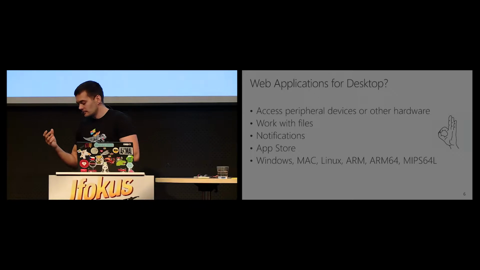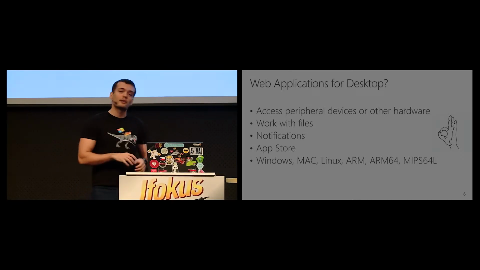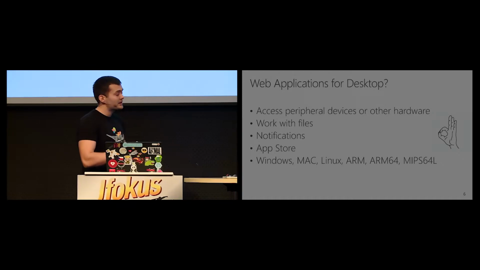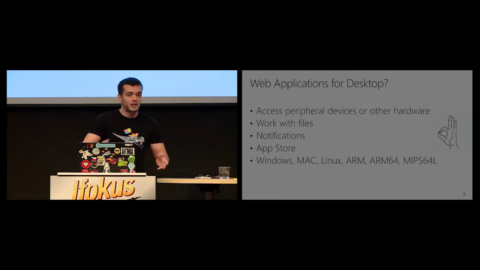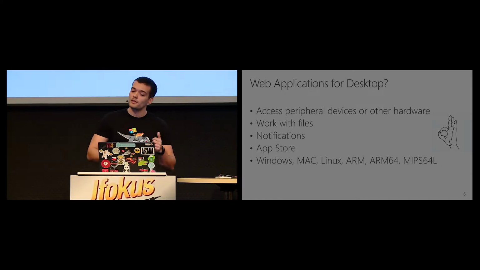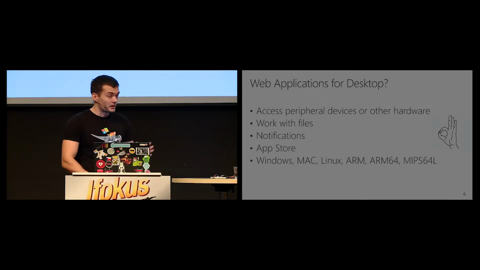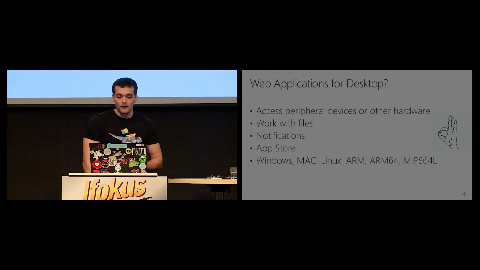Desktop apps are available for Windows, Mac, Linux. I included here also the cool ARM64 and MIPS64. They're quite used in Raspberry Pis. They're used a lot in China, for example. The MIPS is crazy out there in China, and we are working on releasing Electron there.